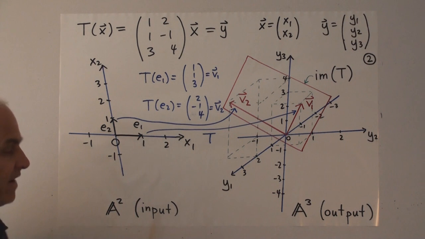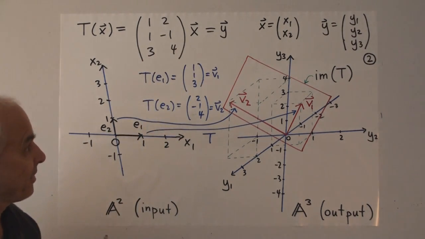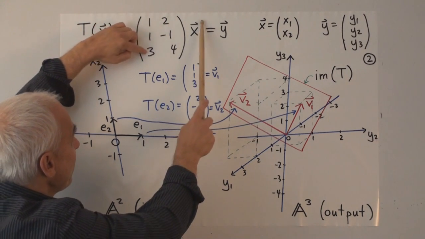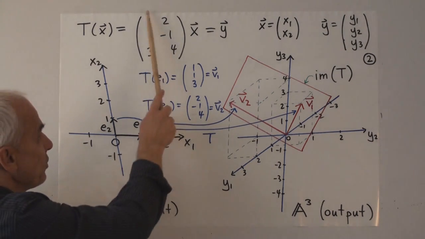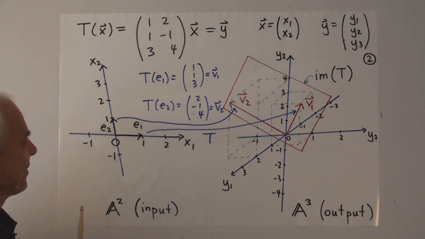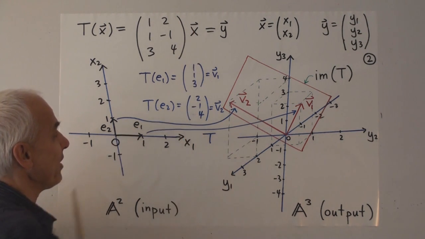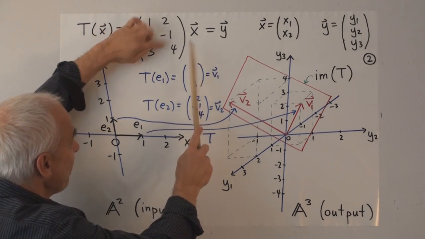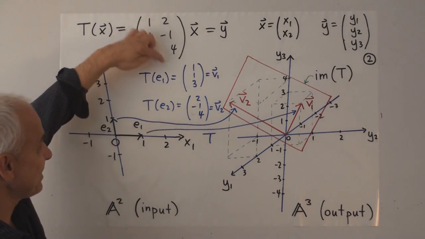So the vector e1, that's the vector with components 1, 0. If we plug in the vector 1, 0 here and do that matrix multiplication, we're going to get 1 plus 0, 1 plus 0, 3 plus 0. In other words, the vector 1, 1, 3, which of course is just the first column of this matrix. And if we take the vector e2 with coordinates 0, 1, then when we do the multiplication, 0 plus 2, 0 plus minus 1, 0 plus 4, we're going to get the vector 2, minus 1, 4, the second column vector.